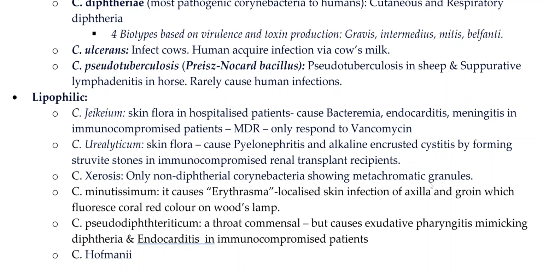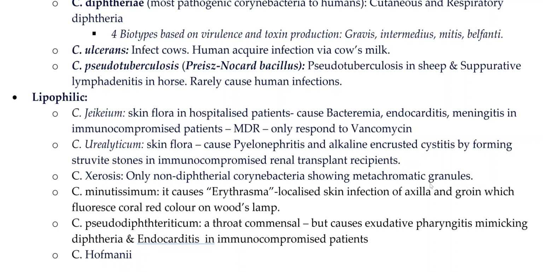Then Corynebacterium minutissimum, that causes erythrasma, which is a localized skin infection of axilla and groin. And characteristic thing is that when you do a Woods lamp examination, the lesions will fluoresce coral red color.